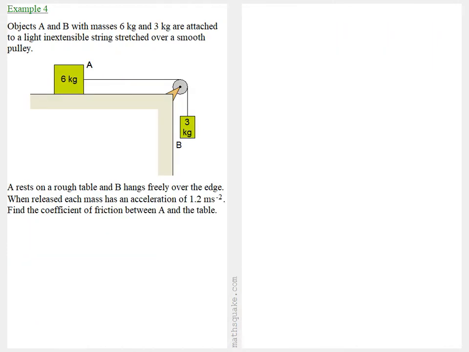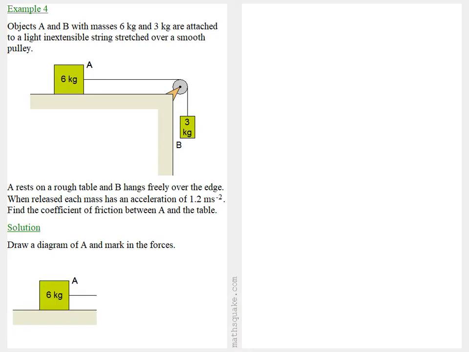Example 4. Objects A and B with masses 6 kg and 3 kg are attached to a light, inextensible string stretched over a smooth pulley. A rests on a rough table and B hangs freely over the edge. When released, each mass has an acceleration of 1.2 meters per second squared. Find the coefficient of friction between A and the table. Well, to solve this, the first thing we need to do is draw a diagram of A and mark in the forces.